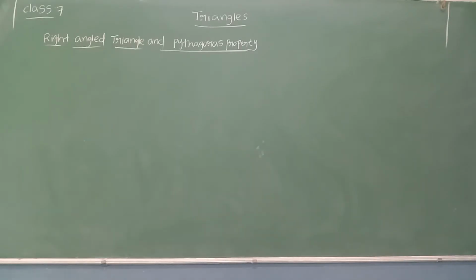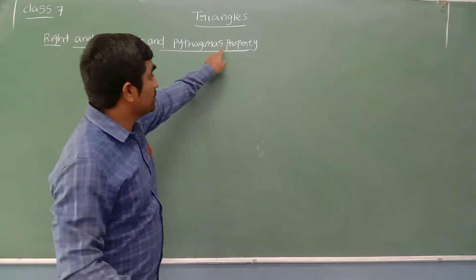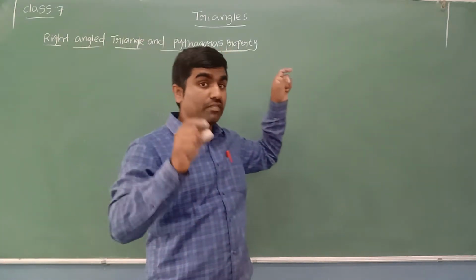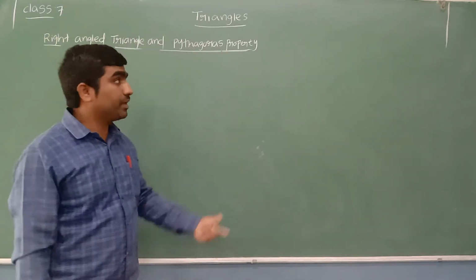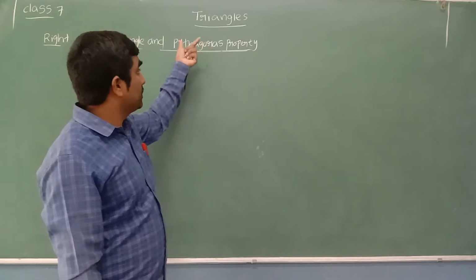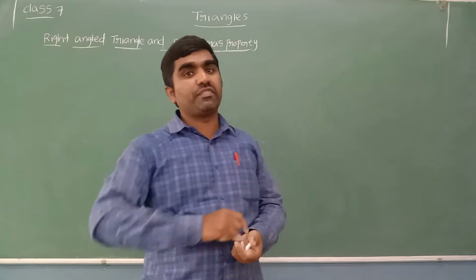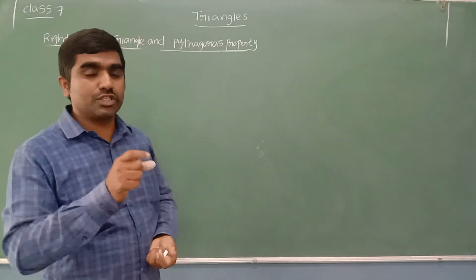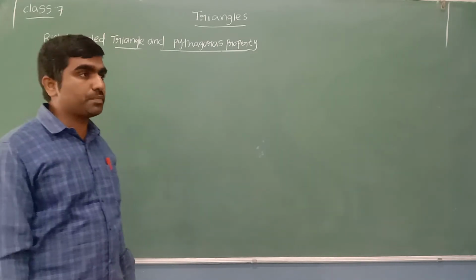Okay children, now let's see what a right angle triangle is and what its property is. I said we have one special property for the right angle triangle. That property is called the Pythagoras property. Pythagoras is a scientist, a Greek philosopher, and he gave one wonderful fact, one special condition, a special property for only the right angle triangle. Let's see what that special property is.